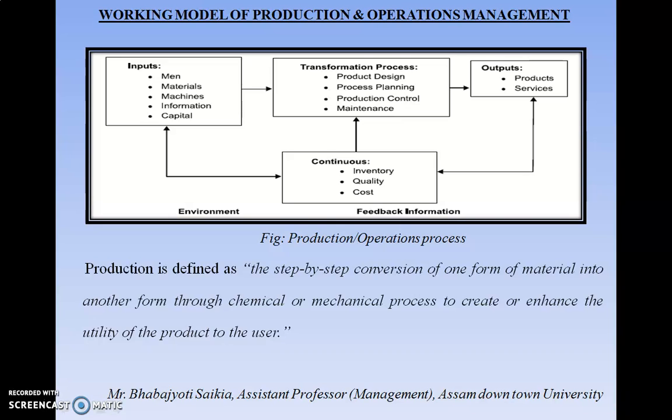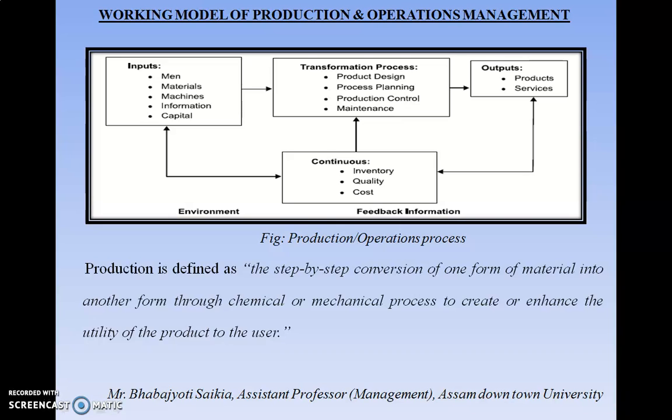Next we have the working model of production and operations management. By looking at the diagram, we can see that this model is divided into three parts. On the left hand side we have the inputs, which include man, materials, machines, information, and capital. On the right hand side we have the outputs, which are either products or services. And in the middle we have the transformation process, which includes product design, process planning, production control, maintenance, and also continuous inventory, quality, and cost.